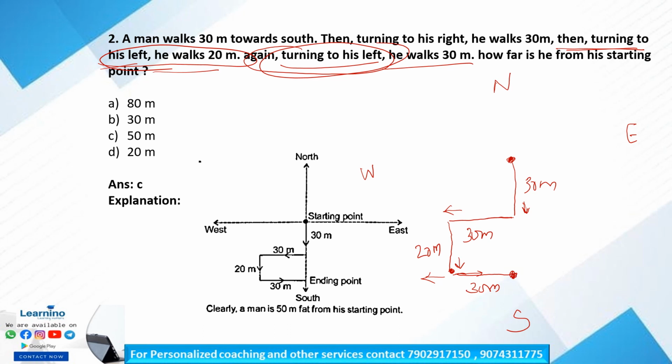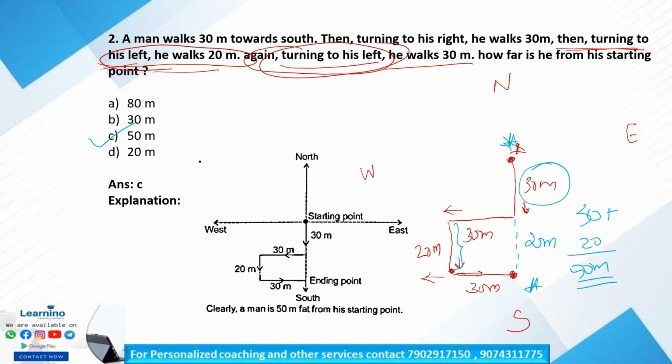How far is he from his starting point is our question. This is his starting point. He reached here now. So what is the distance of him from the starting point? It is 30 meter plus this, which is equivalent to 20 meter. So 30 plus 20 is equal to 50 meter. Option C is our correct answer.